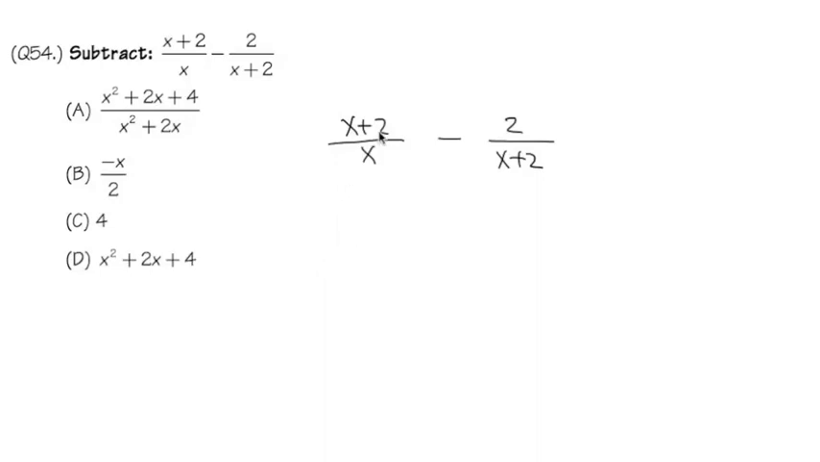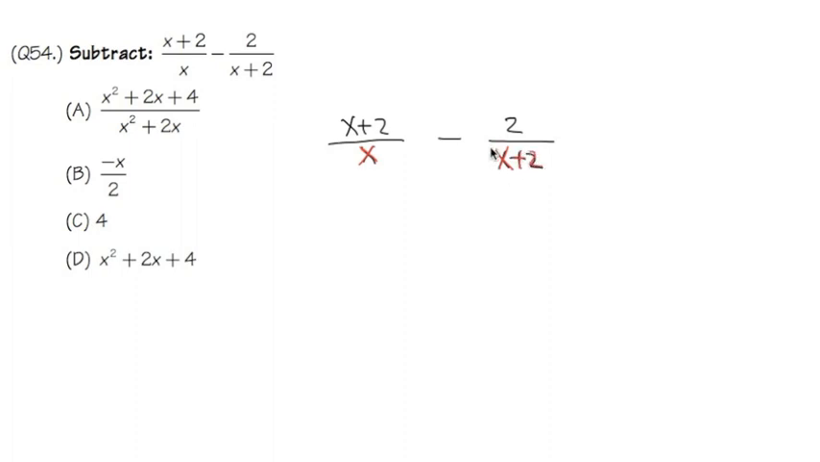Number 54, we are going to subtract these two rational expressions. Here we have (x plus 2) over x, and then minus 2 over (x plus 2). These are just like fractions. Before we subtract or add, we have to make sure they have the same denominator, which unfortunately, for the first one, we have x, and for the second one, we have x plus 2.